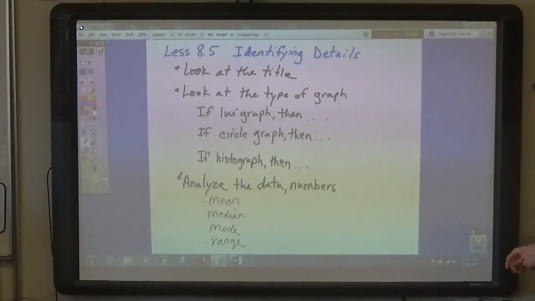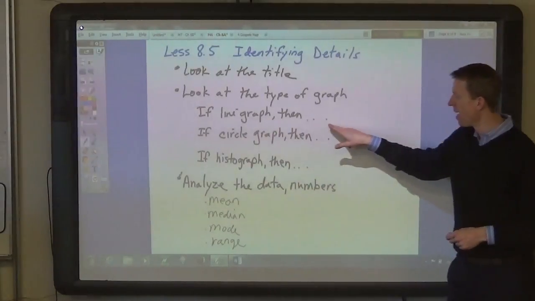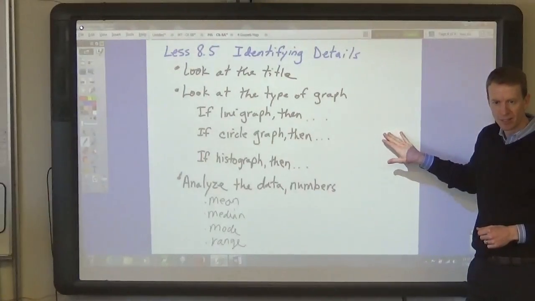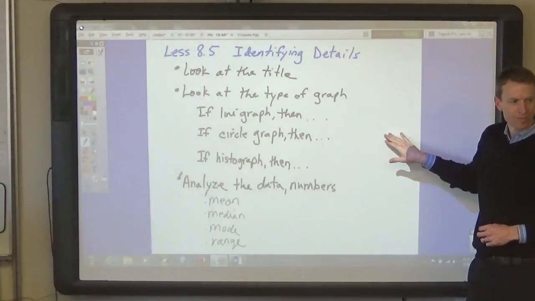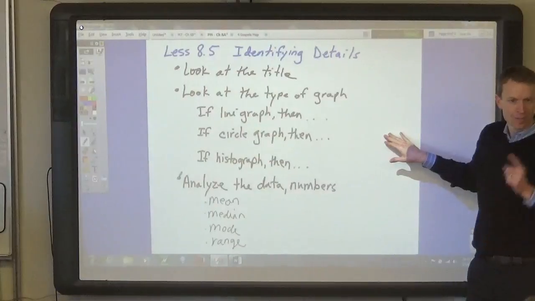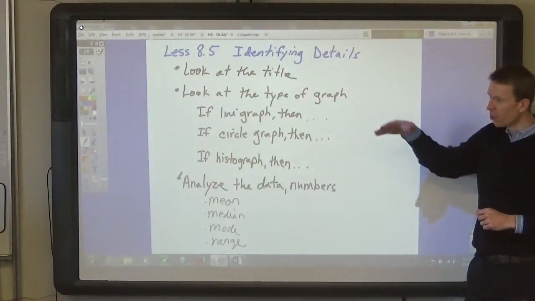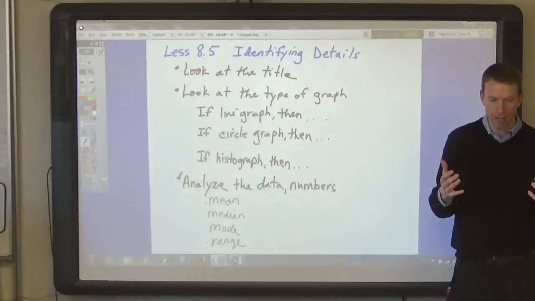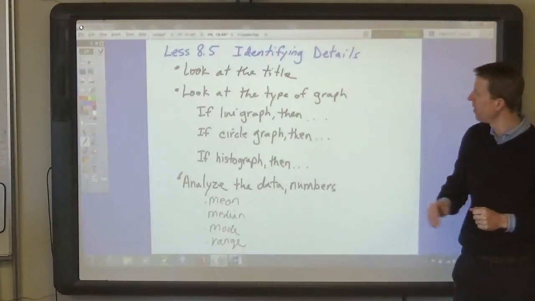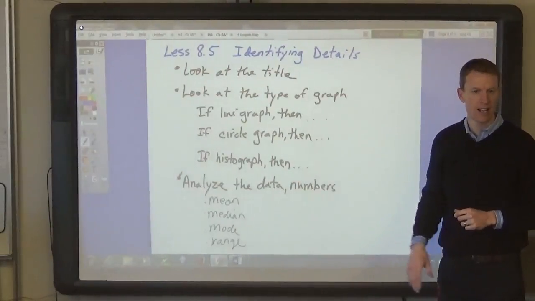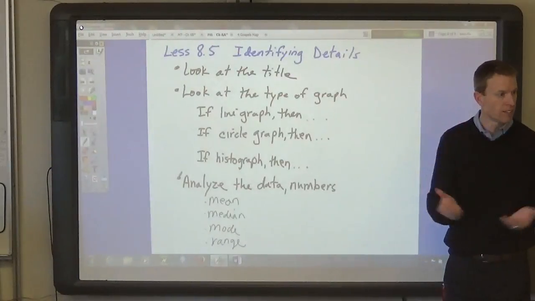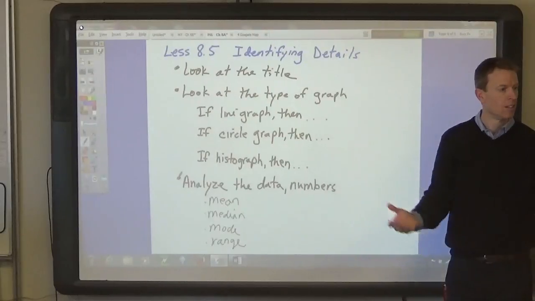For example, if it's a line graph, then what might it be trying to show you? Things over time. What's happening over time, right? Because line graphs are best for doing that. If it's a circle graph, then it's comparing multiple things to the whole.